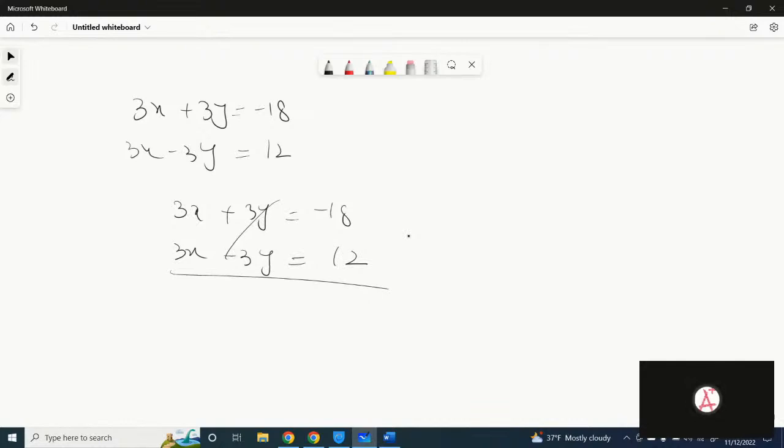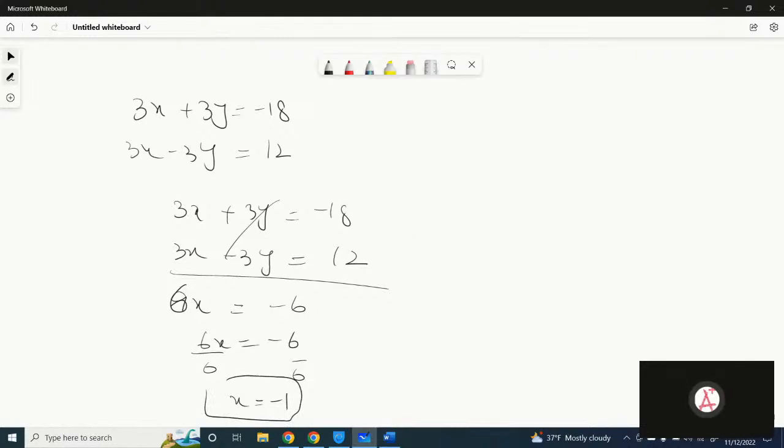They make 0, and it would be 9x equals negative 12. Negative 18 plus 12 is negative 6. Got it? Sorry, 3 plus 3 is 6, not 9. So it is 6x equals negative 6. Divide both sides by 6, then x equals negative 1.